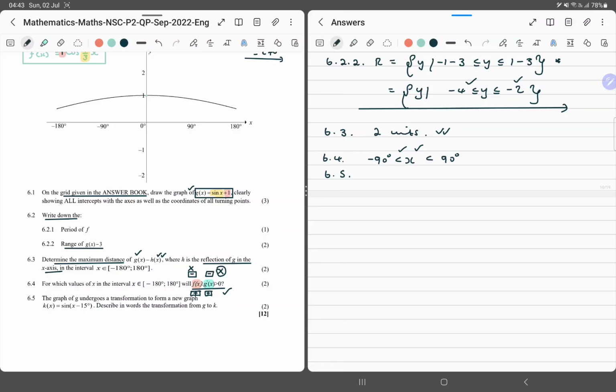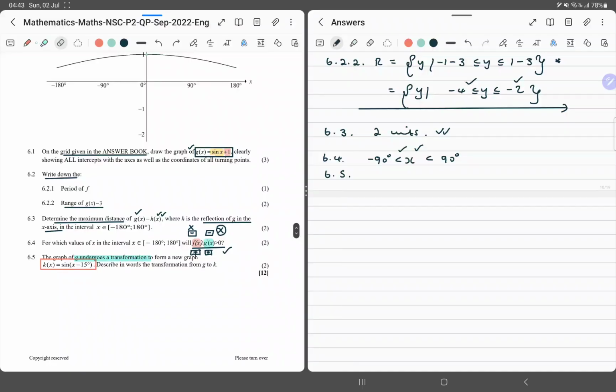It says the graph of g undergoes a transformation to form a new graph of k of x. So now k of x, we can see here that we've got a minus 15 degrees. We initially had just x. Now we are subtracting 15. That means we're shifting it to the right horizontally by 15 degrees. And then we've lost that one. That means we shifted it down by 1 unit.